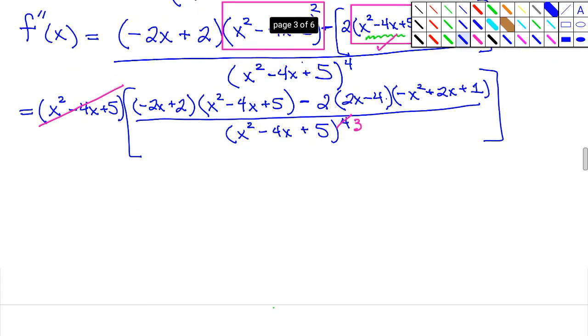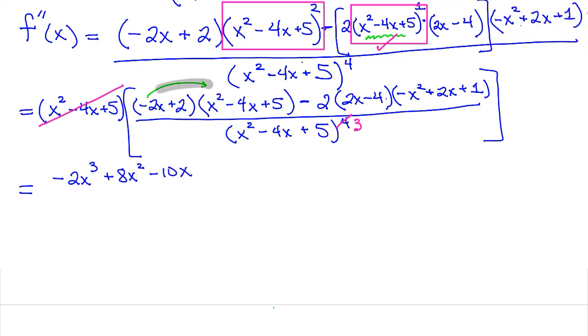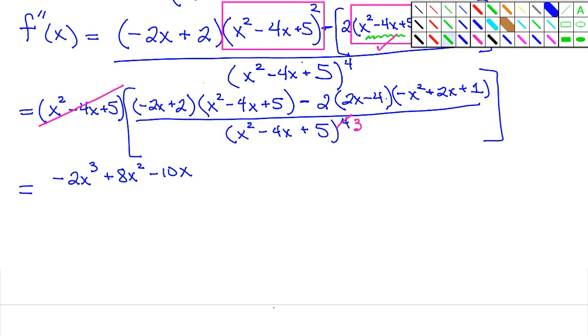Our next step is to simplify this into a rational simplified function. So what we're going to do is start by multiplying the 2 parts together. On the left side here, I'm going to start with the negative 2x and multiply that through. So that's going to be negative 2x cubed plus 8x squared minus 10x. Next, I'm going to multiply 2 times every term. That's going to give me plus 2x squared minus 8x plus 10.